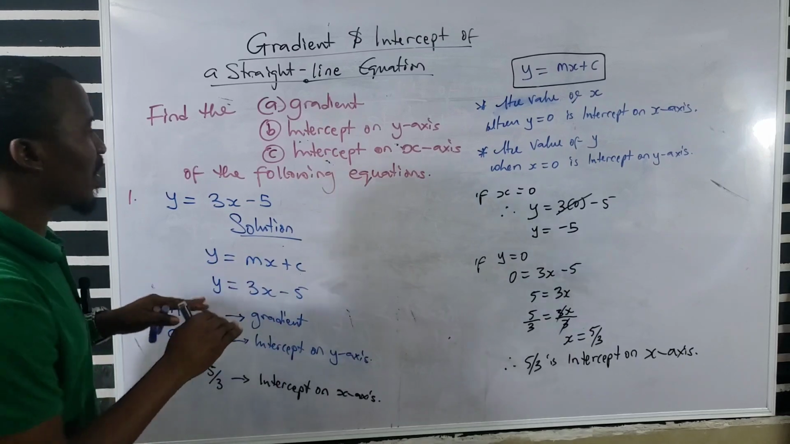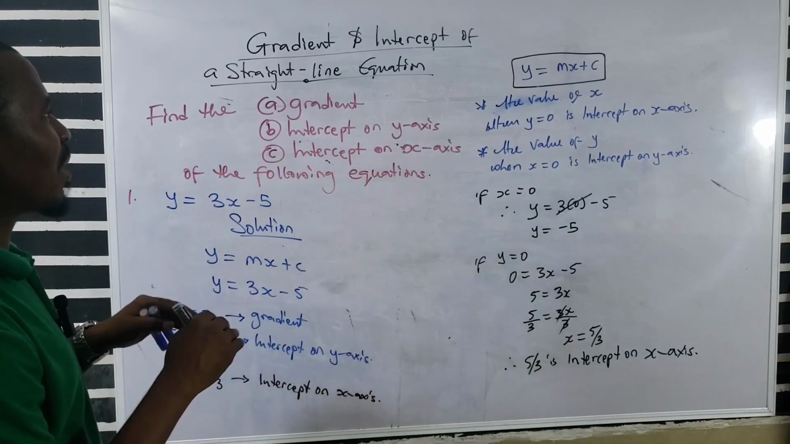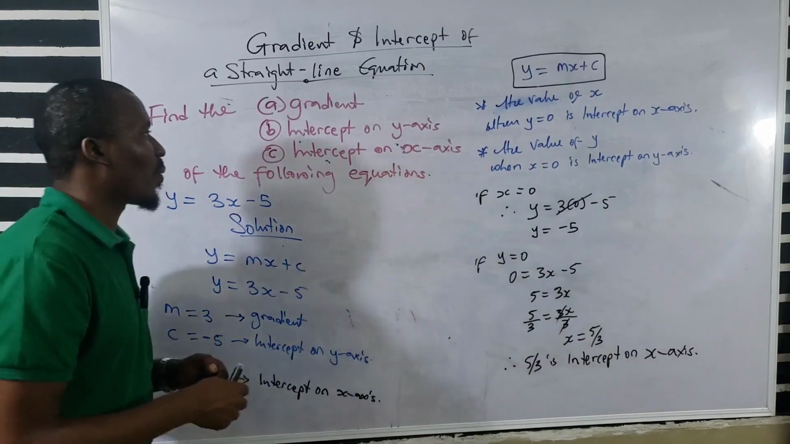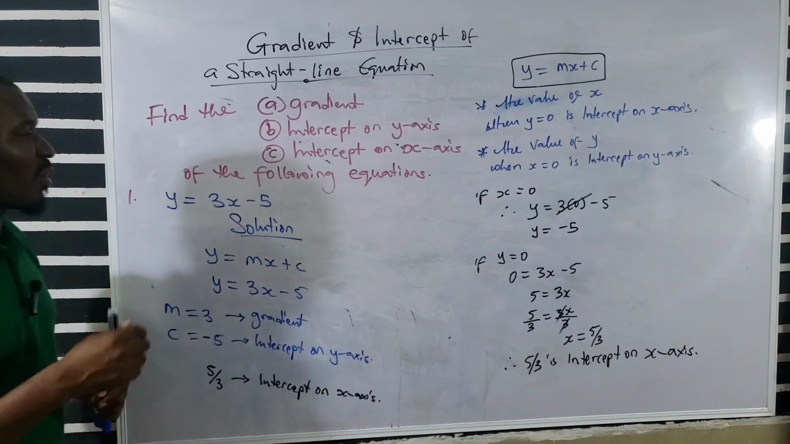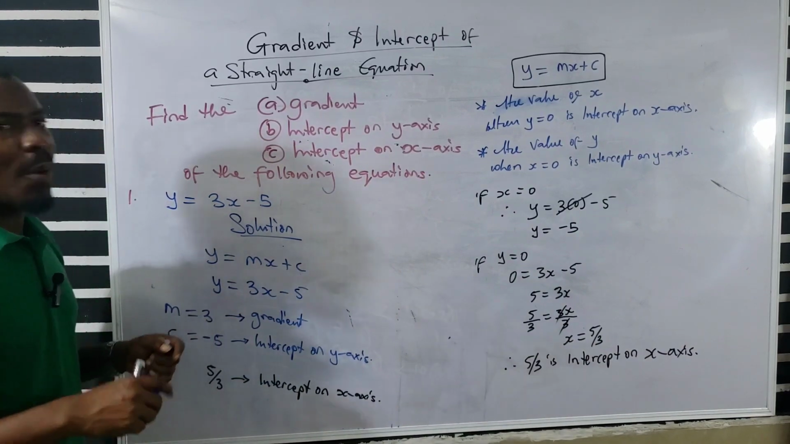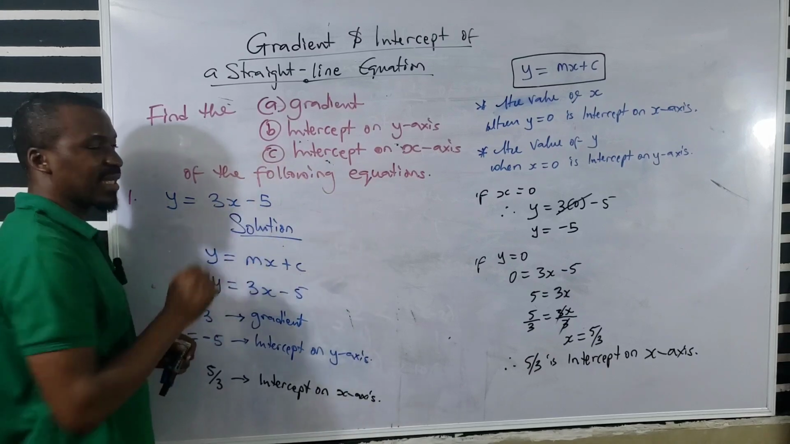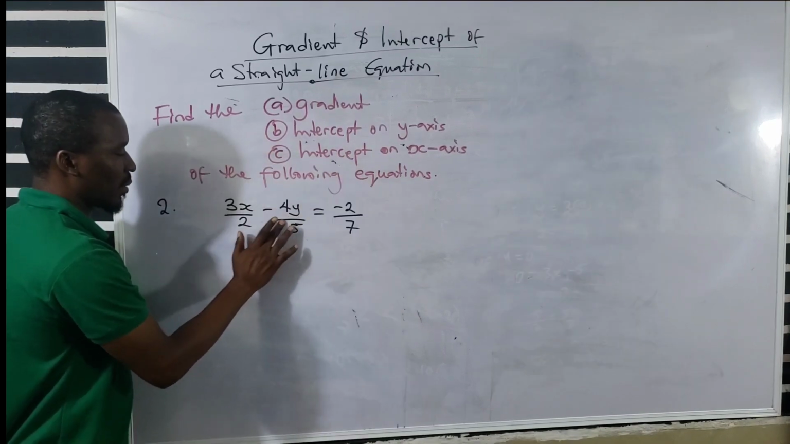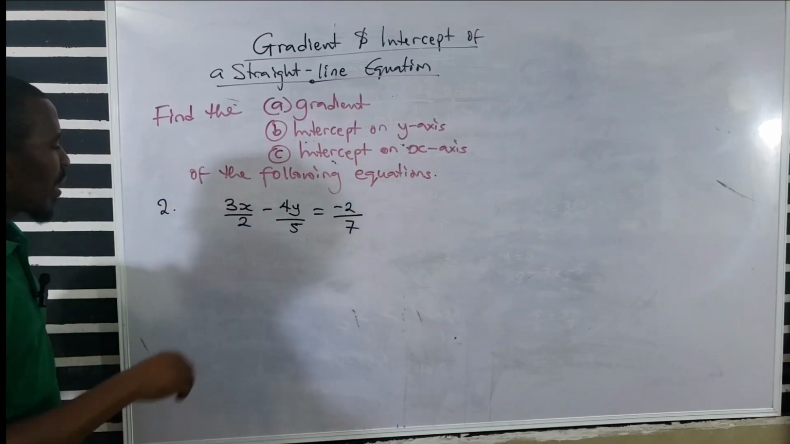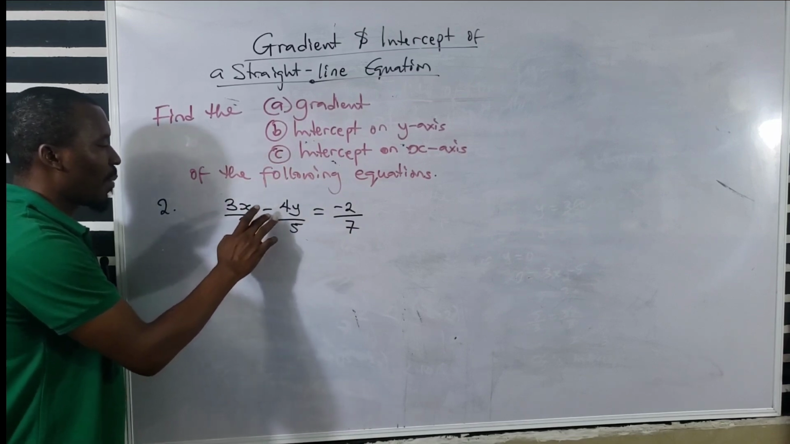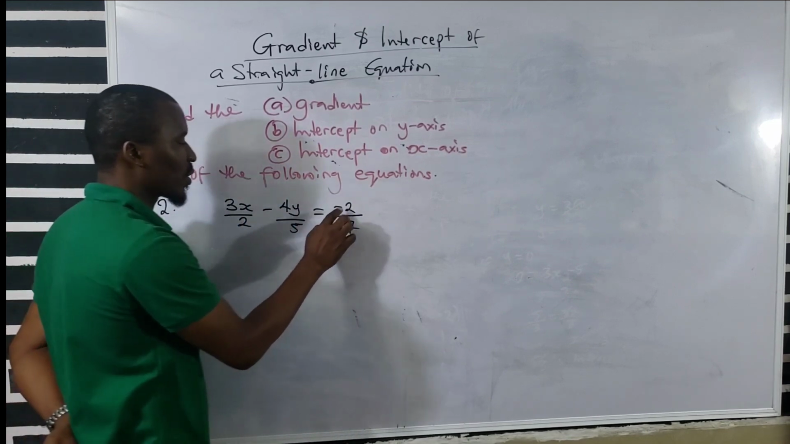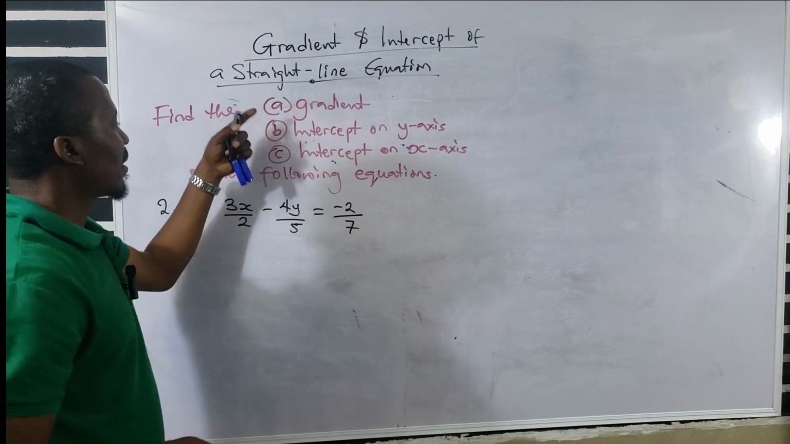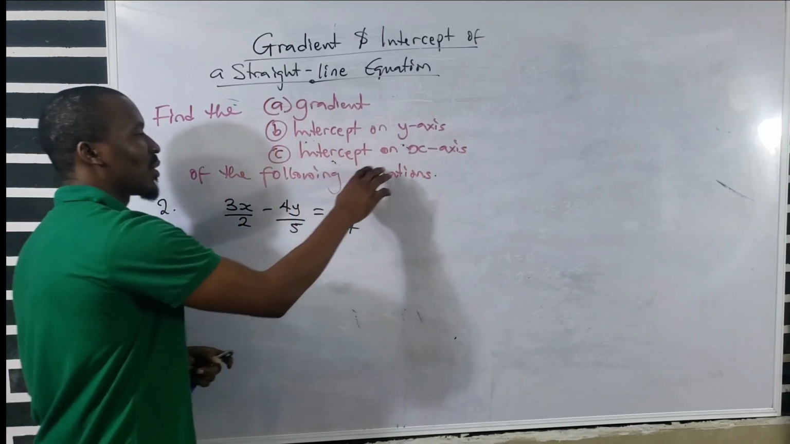So we are just going to solve one more problem on that. I think even just this example has been able to explain how to find the gradient, the intercept on the y-axis, and the intercept on the x-axis of a straight line. But let us solve one more problem, probably the one that is not as simple as this, and see what we are going to do. Look at this example. We have 3x over 2 minus 4y over 5 equals minus 2 over 7. So we are trying to find the gradient, the intercept on the y-axis, the intercept on what?